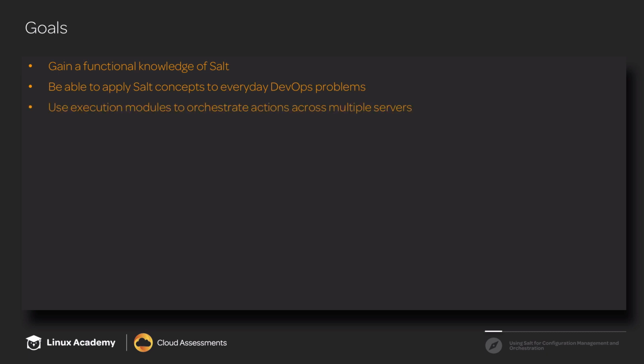Specific to this, you should be able to use execution modules to orchestrate actions across multiple servers. So if you have to run an emergency update on all of your web servers, you should be able to do this in one command. You'll also be able to use infrastructure as code concepts to create Salt and state formulas that can be used and reused every time you add a new server or need to make a change to multiple servers.